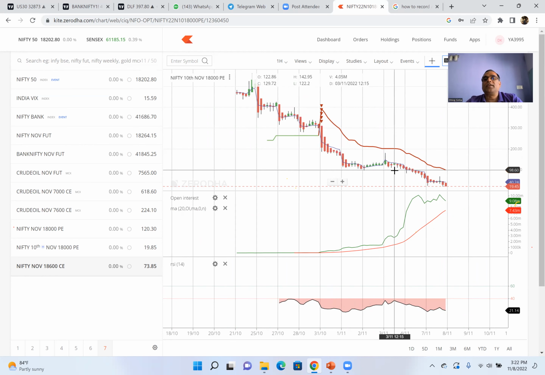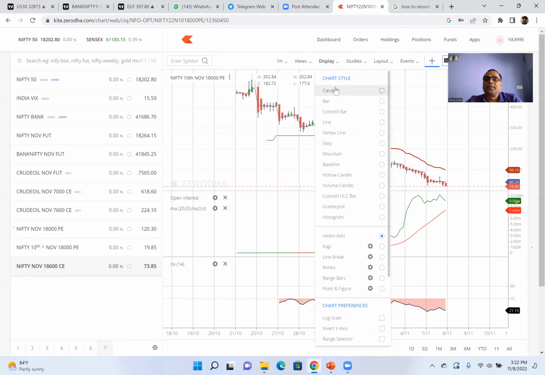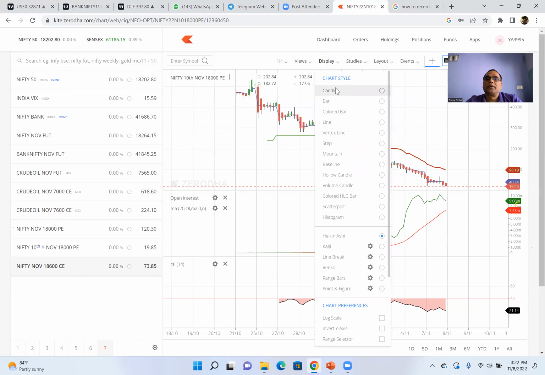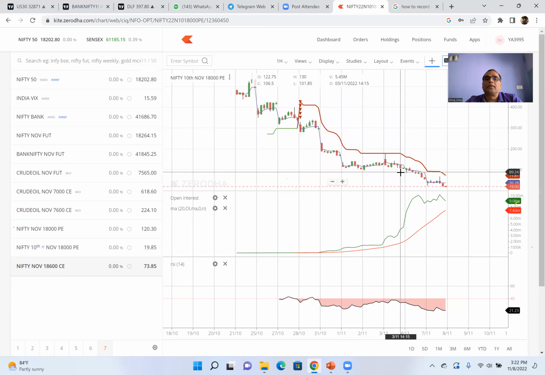And then again, you would have got into a short trade on 3rd of November. On 3rd November, 2:15, you would have got into a short trade. Let me look at the normal candle. 3rd November, 2:15, 122 rupees, becoming 19 rupees.